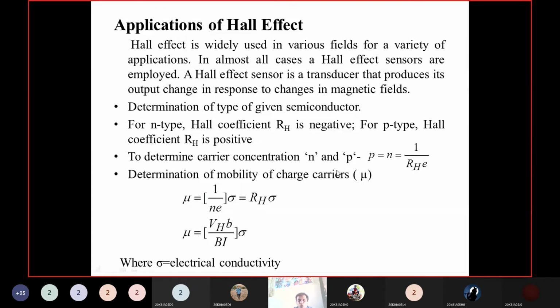Okay. Next, by using this formula, we can also calculate the mobility of charge carriers. Mobility is nothing but whether charge carriers are moving or not. If charge carriers are moving, that means the mobility is high.